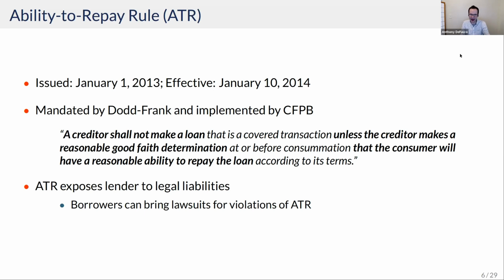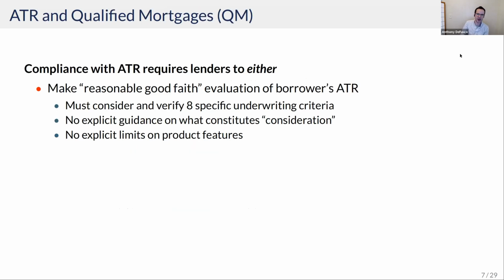But then the question becomes, well, how does a lender comply with this? What does it mean to make this reasonable good faith determination? And so the law is going to lay out basically two ways of complying with this new requirement. One is very vague, which is to just say you have to do this in a good faith way. And what does good faith mean? Well, at a minimum, it means you have to look at 8 things about the borrower, things like what is their income, how much debt do they have on their non-mortgage accounts, et cetera.